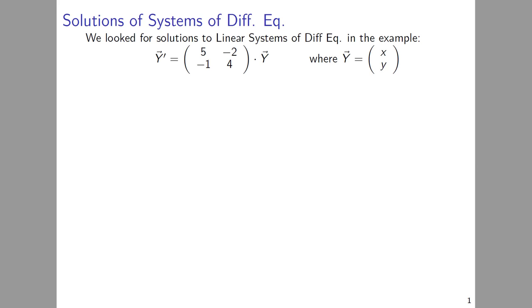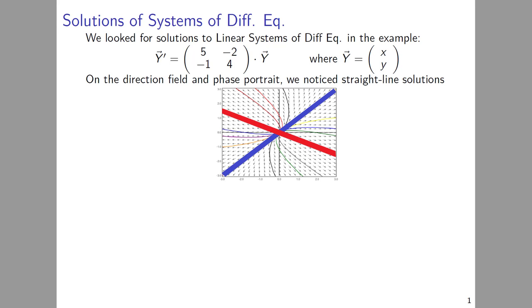We started this section by looking for solutions to the linear system of differential equations in the example y prime equals [5, -2; -1, 4] times y, where y is the vector function (x, y). On the direction field in the phase portrait, we noticed straight line solutions.